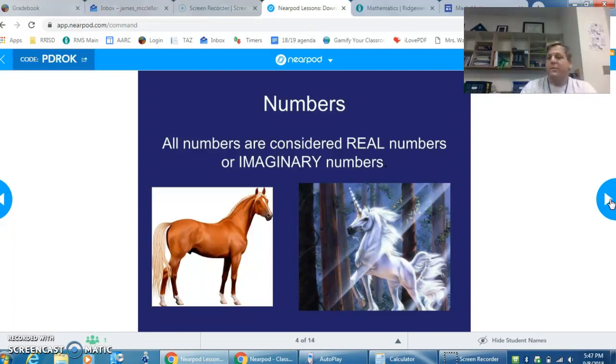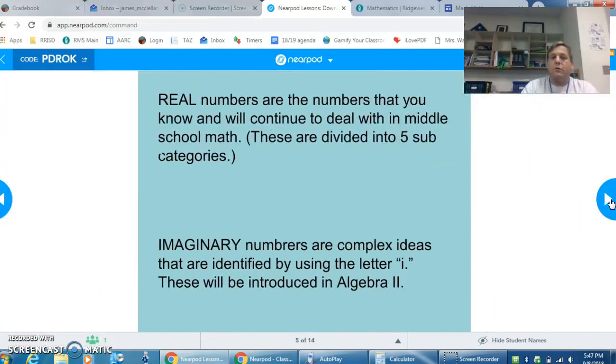Numbers can all be considered real numbers or imaginary numbers. Real numbers are numbers that you know. They're the ones you've always worked with your entire life. They're ones you'll continue to deal with in middle school math. There are 5 subcategories of real numbers. Imaginary numbers are complex ideas. They're usually identified by using letters and symbols.